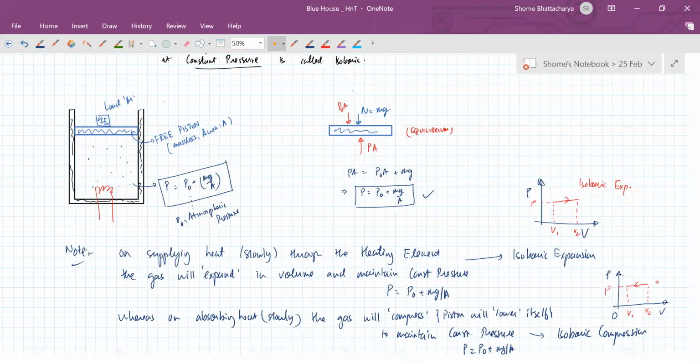So this is the experimental explanation as well as the graphical analysis of isobaric process. Just make a note of this quickly. Then we will see the formula related from the first law.